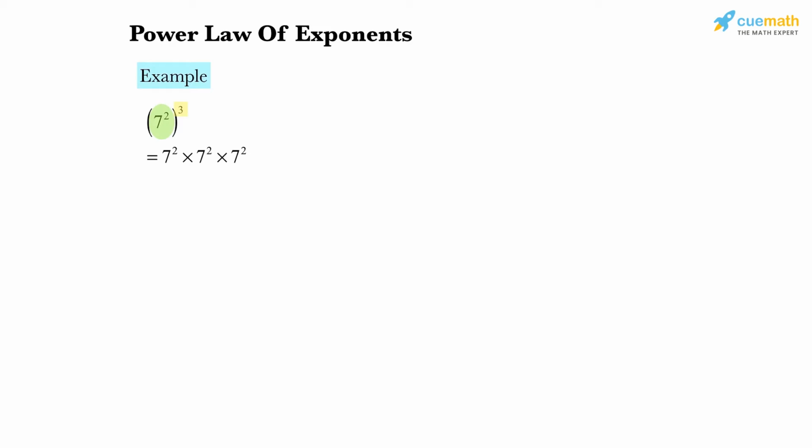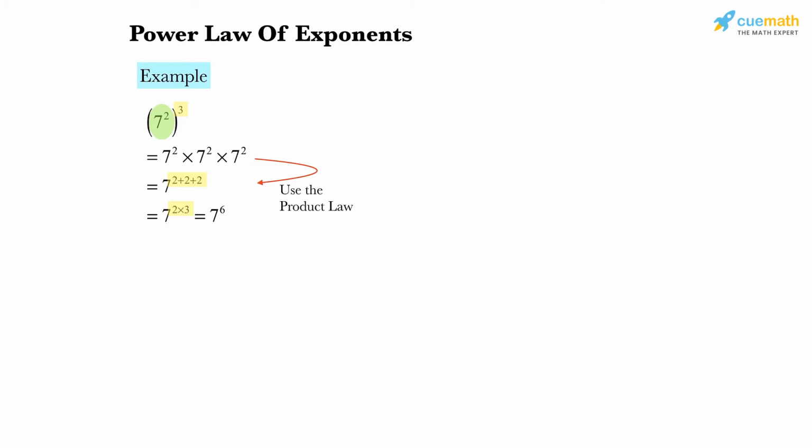Now this is a product of exponential terms in which the base is common. The base is 7 in each term. So we can apply the product law and add the exponents to get 7 to the power 2 plus 2 plus 2. Okay, now observe the exponent carefully. The exponent is 2 repeated 3 times. So we can write it as 2 into 3 and hence obtain the result as 7 to the power 2 into 3, or 7 to the power 6. So the original exponents 2 and 3 have multiplied in the final result.